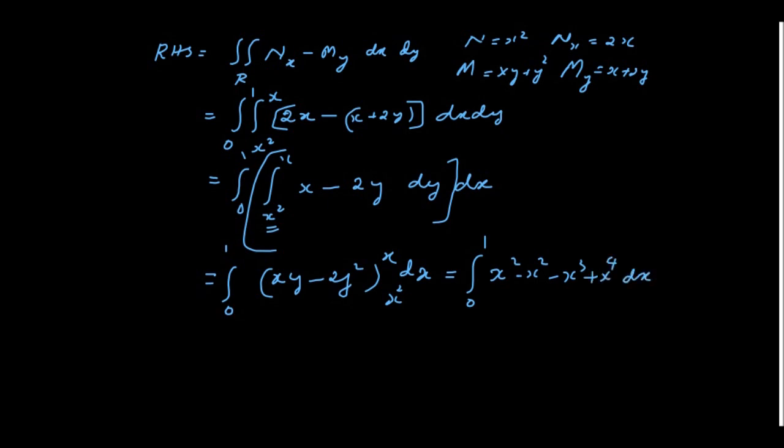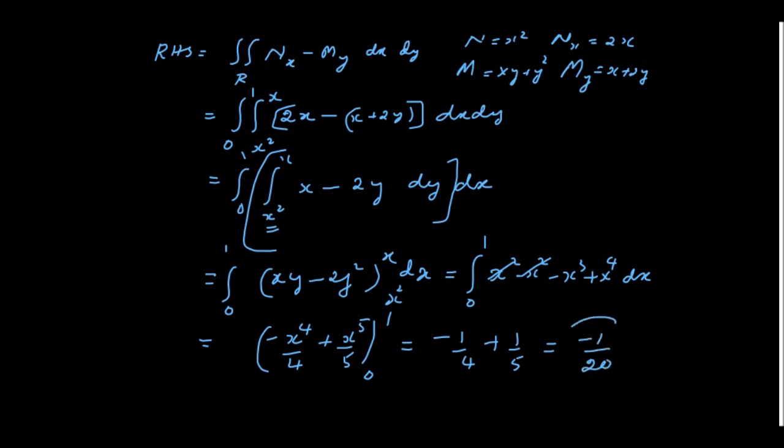So x square will get cancelled, and for the remaining terms, if you integrate, minus x raised to 4 by 4 plus x raised to 5 by 5 within the limit 0 to 1. So this is equal to minus 1 by 4 plus 1 by 5, and the rest will be 0. So this is equal to minus 5 plus 4 by 20, that is minus 1 by 20. So this is the answer for your RHS. Now we have to check the LHS, and we have to get the same value to verify Green's theorem.